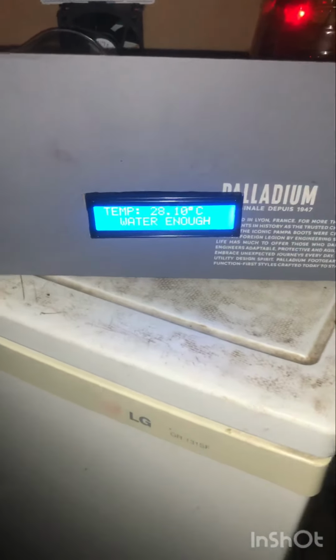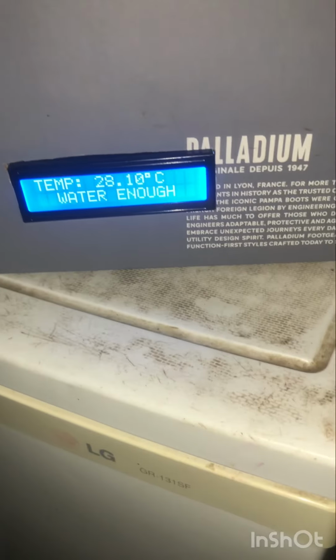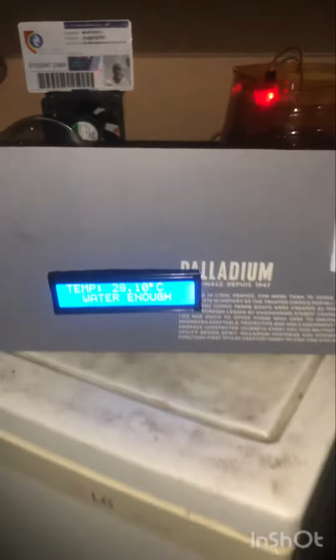Since the temperature is slowly rising and going back, for the sake of demonstration, I'm going to introduce a hot air blower just to speed up the process. So I'm just going to put it a bit close to the DHT temperature and humidity sensor, which in a minute you should be able to see the temperature rising from the hot air that it is receiving.